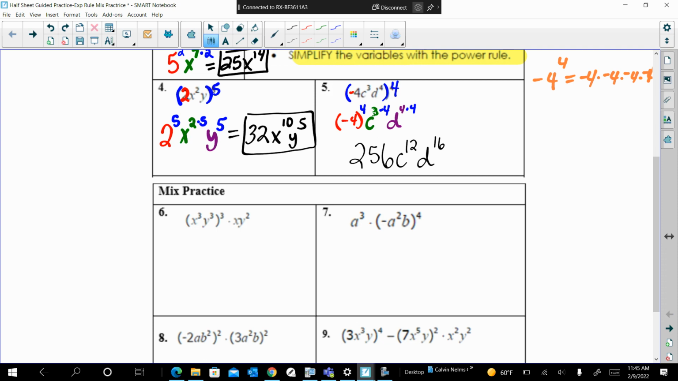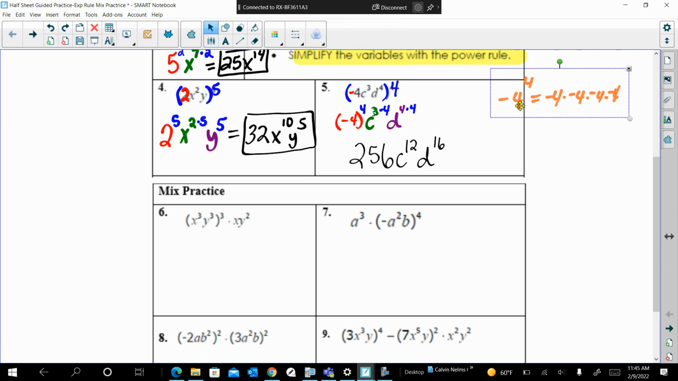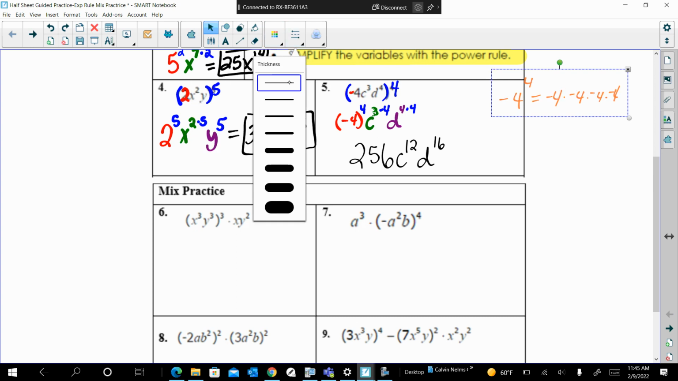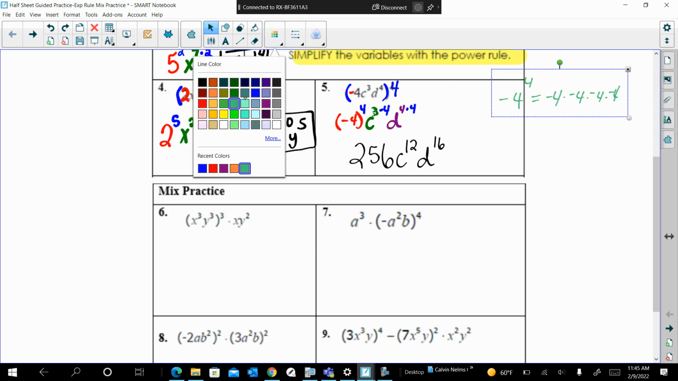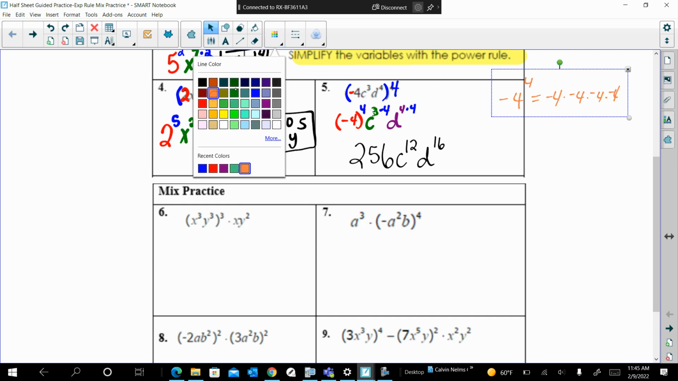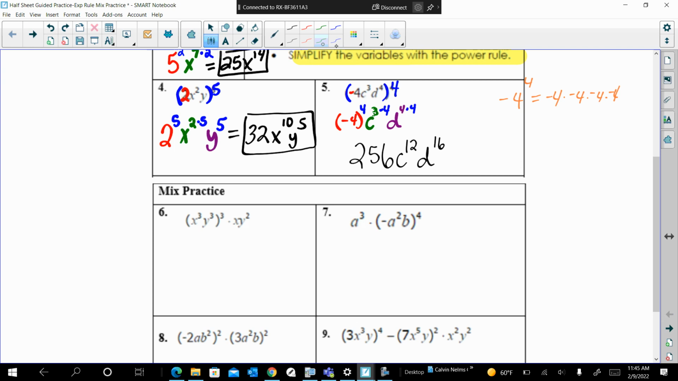Let me move this over. Because I'm doing it 4 times, think about it like this. What happens when you do a negative times a negative? It becomes a positive. So this right here, when I do that, becomes a positive 16.